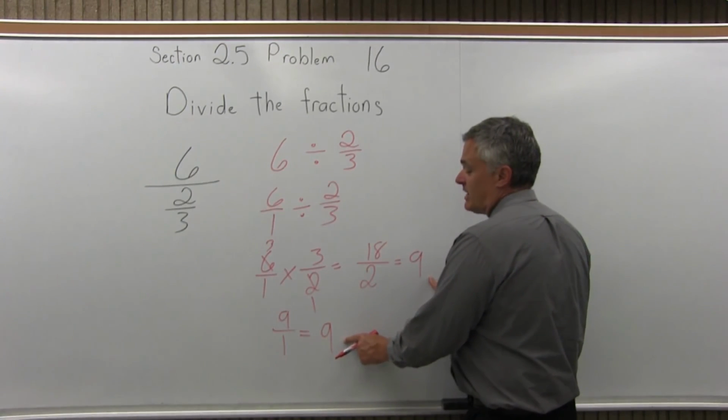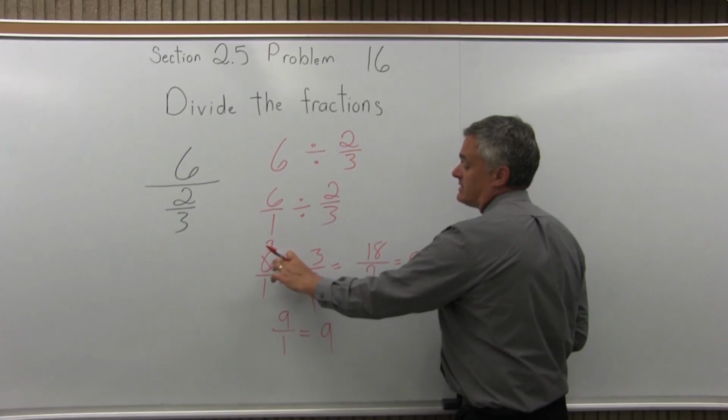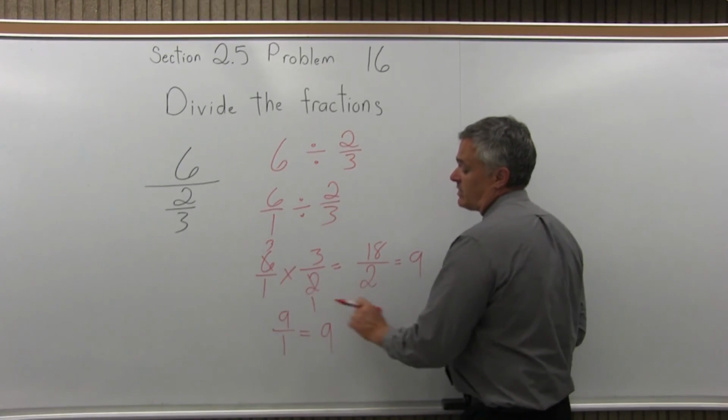So I get the same answer by either multiplying first, then reducing, or I still get 9 if I reduce first and then multiply.